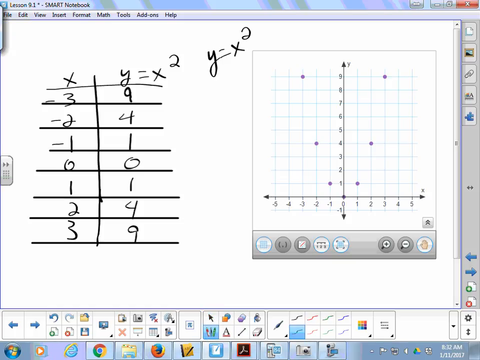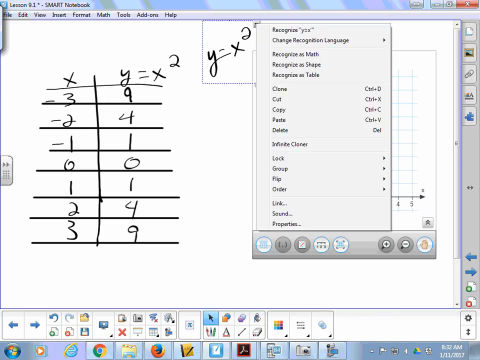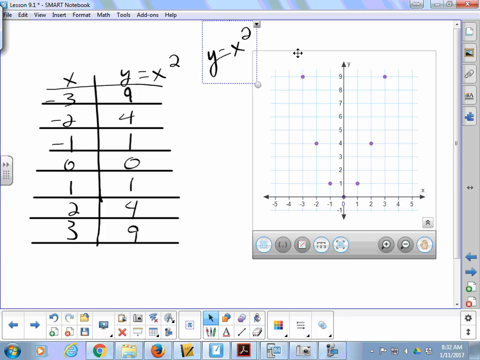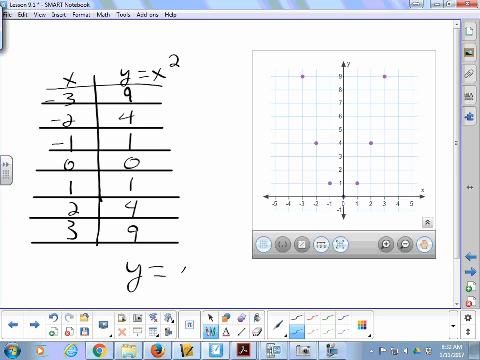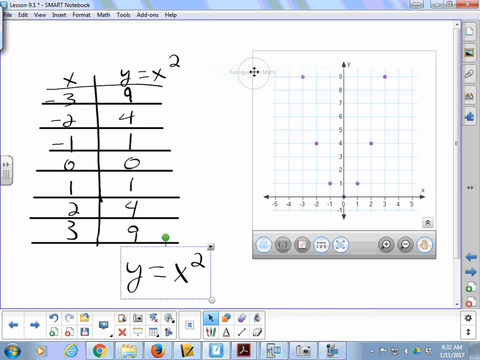This is your parent function. Every graph that you make that's a quadratic is going to be this graph right here. Let's see if I can get it to work for me. This graph right here. There we go.